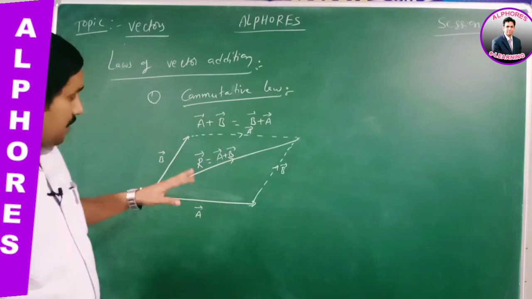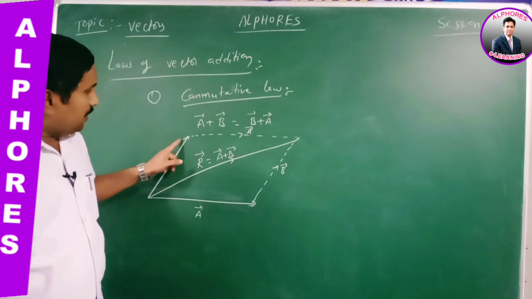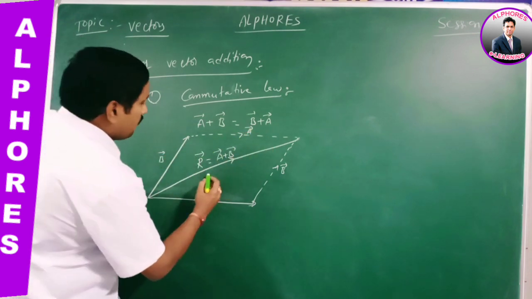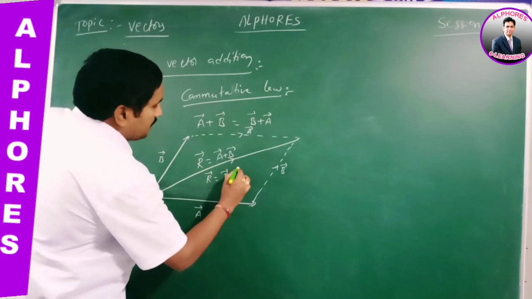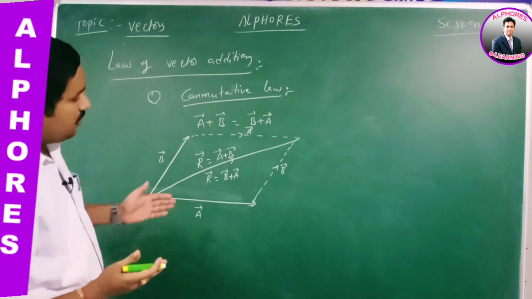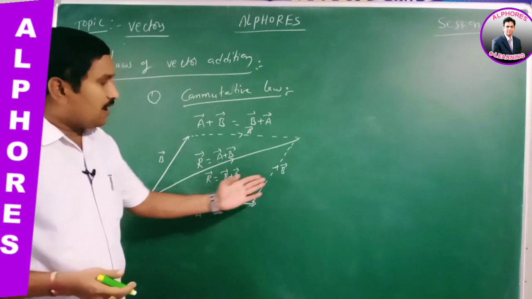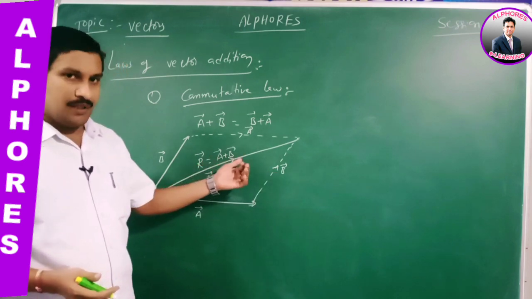Suppose some other time, this is b bar, this is a bar. By adding these two vectors also, what is the resultant? This one only. It can be written as b bar plus a bar. That means by the geometrical approach of addition, when the two vectors a bar and b bar are added, the resultant r bar is equal to a bar plus b bar.